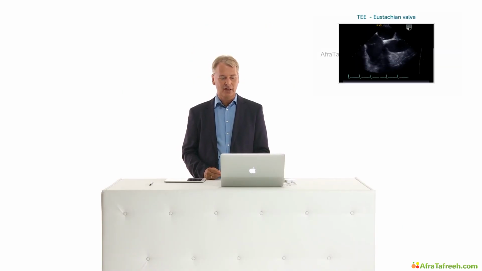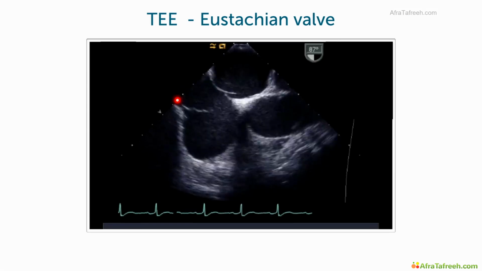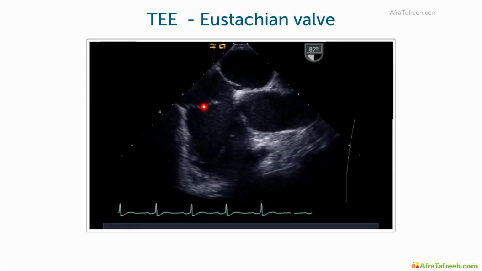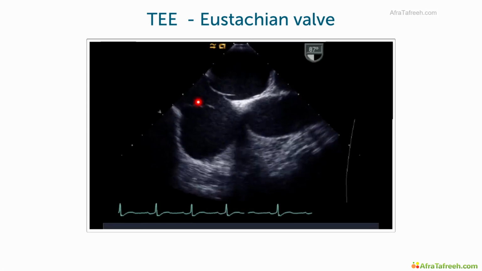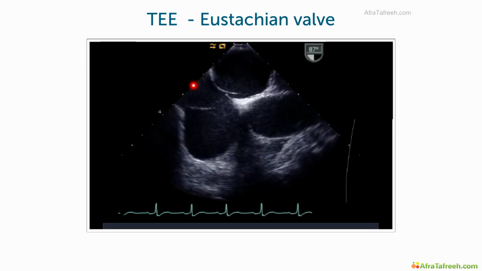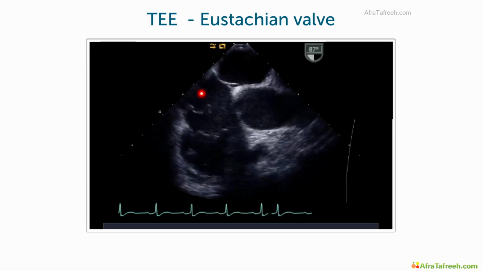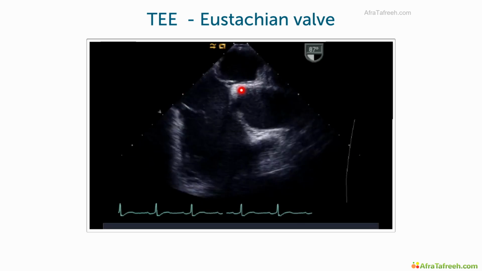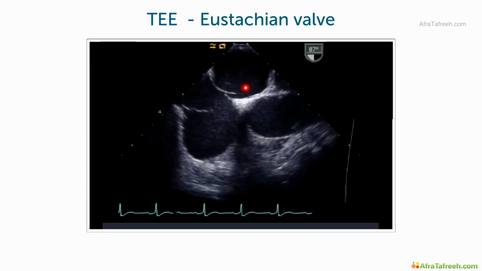The Eustachian valve can nicely be visualized also with transesophageal echocardiography. Here's an example again. A very long structure, a prominent Eustachian valve, as we would call it, right close to where the inferior vena cava enters the heart. And here you can appreciate that the blood is obviously directed right towards the patent foramen ovale in this case.